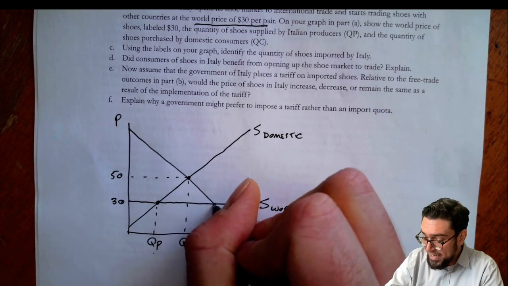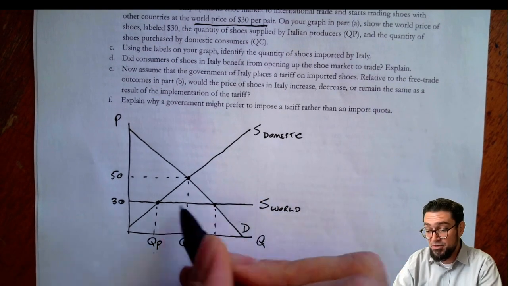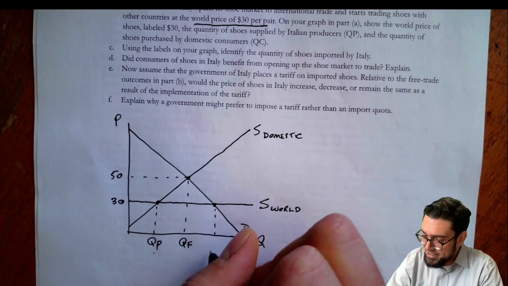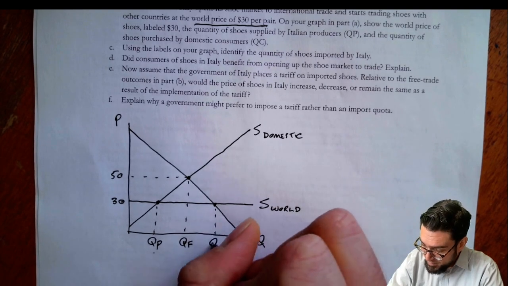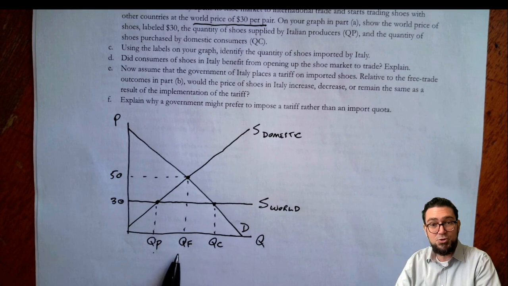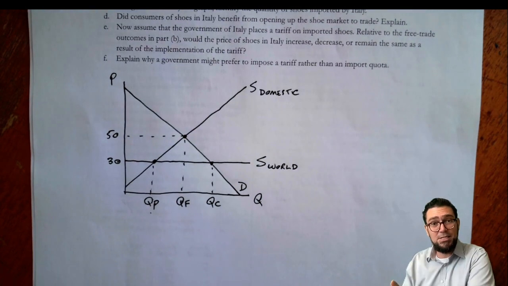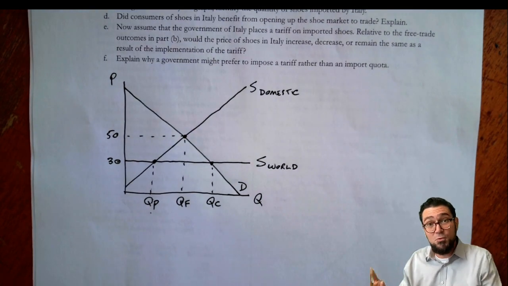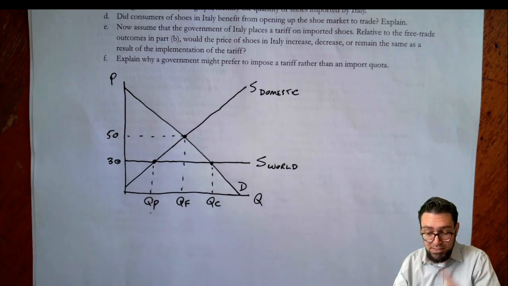But the buyers, the consumers, the demand curve intercepts $30 at QC, consumers. That's a way larger quantity than what it used to be. And that's because the price is lower. And so we now can say that more people can afford shoes in Italy, right? You know, it was 50, now it's 30.